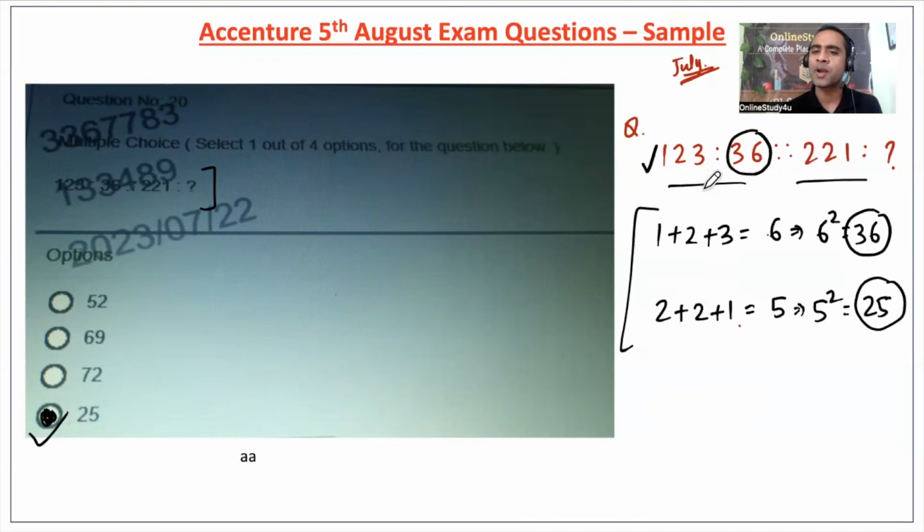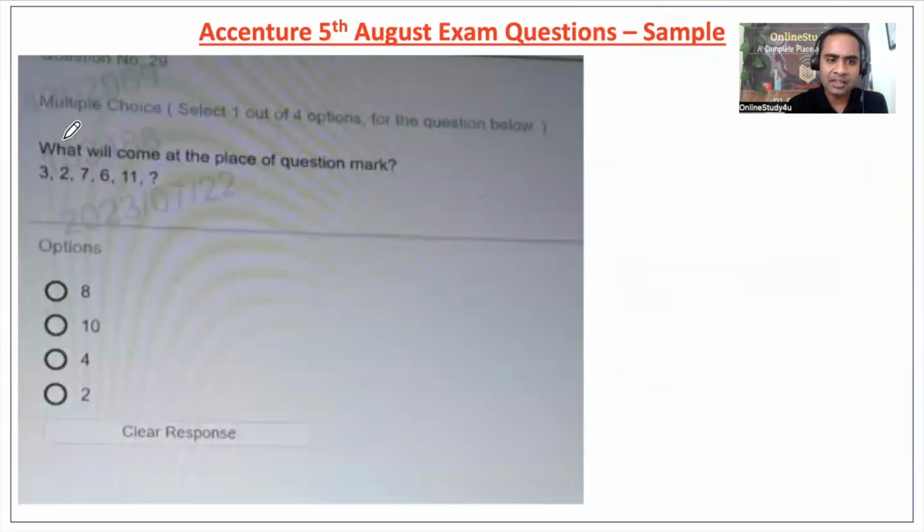So friends, from 123, what are the options to get 36? That you have to think. So definitely they are doing something with this number, and then only it is becoming 36. So 3 plus 2 is 5, plus 1 is 6. 6 square is nothing but 36, and 5 square is nothing but 25. Next, what will come at the place of the question mark?